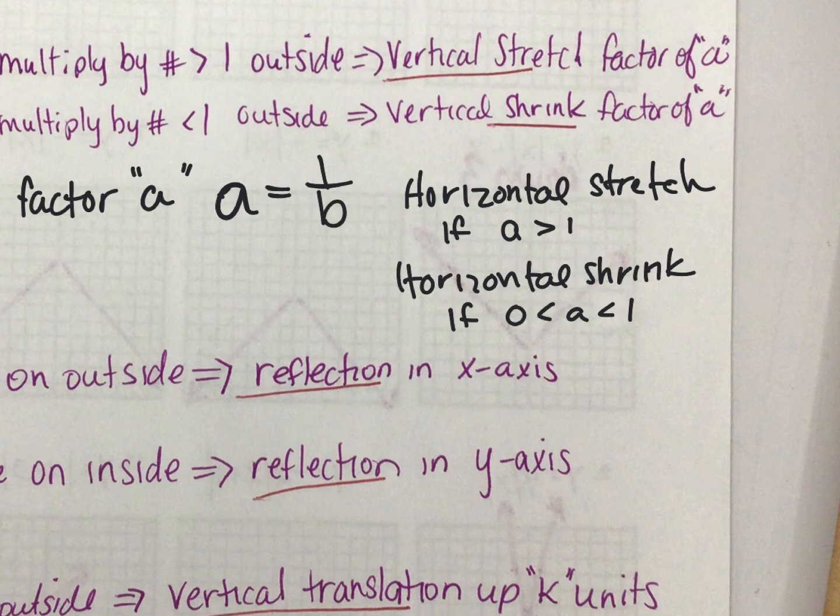Yes? So the horizontal shrink being 0 is less than a, which is less than 1? Is that what you're trying to put? That's what I put. The horizontal shrink is if 0 is less than a, less than 1. If it's between 0 and 1. Remember, we don't look at the negative sign because the negative sign does a reflection.